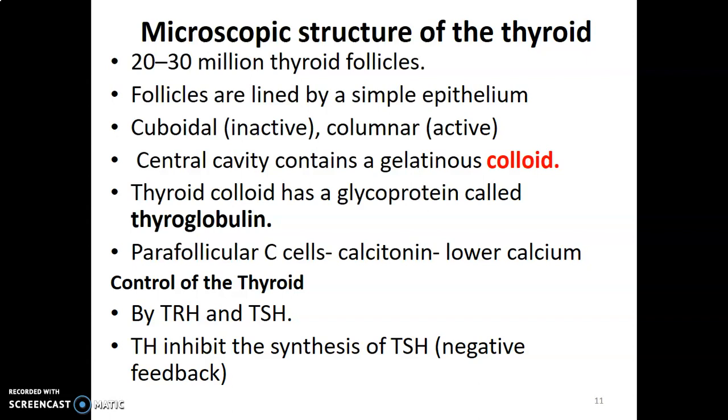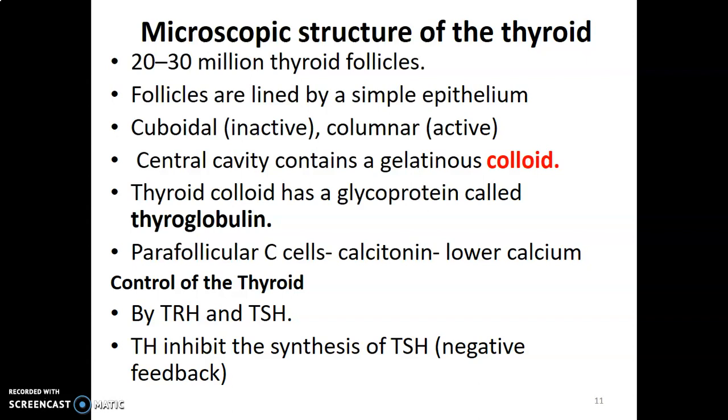We have a capsule that sends in septa to divide the gland into lobules. Each lobe contains thyroid follicles, so in total the thyroid gland has 20 to 30 million follicles. The follicles are lined by a simple epithelium. So this epithelium, when the gland is inactive, is simple cuboidal epithelium, but when the gland is actively secreting the hormones, the epithelium is simple columnar. At the center of the follicles, you have a cavity.